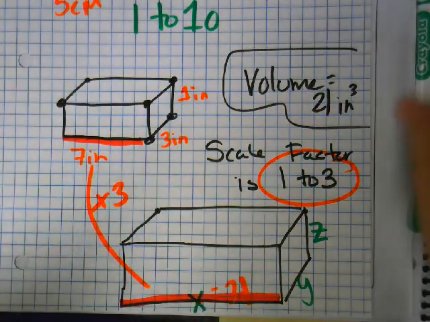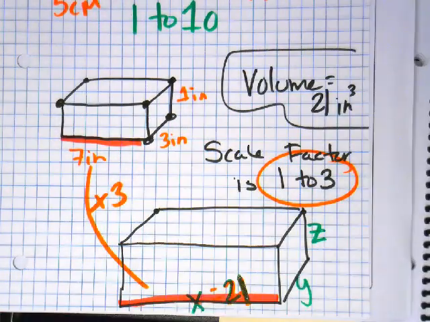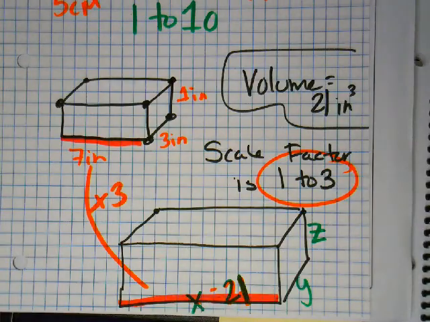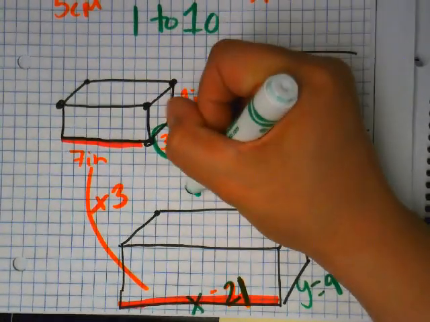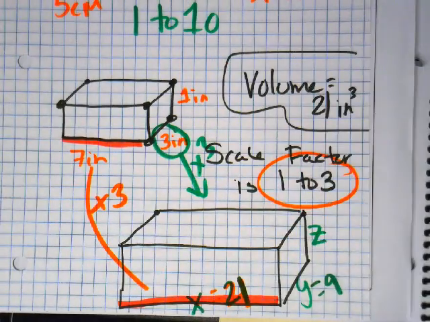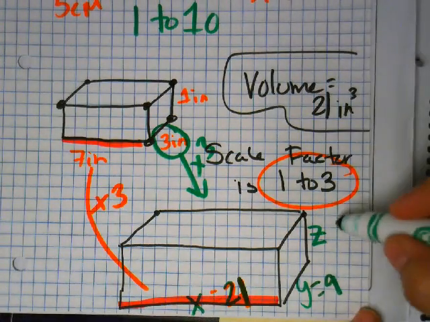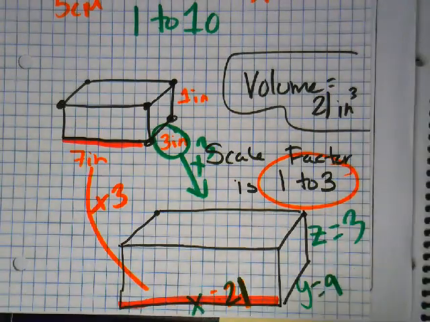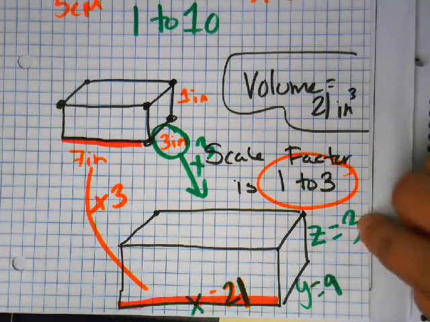Can't really see that, can you? 21. What would y be? 9. Because I would take the 3 and multiply it by 3 because the scale factor is 3. What is z equal to? 3. Because I would take 1 and multiply it by 3 and I would get 3.